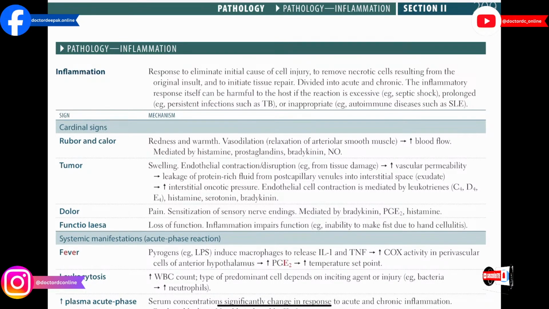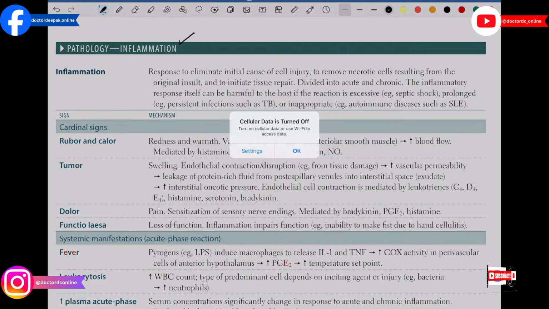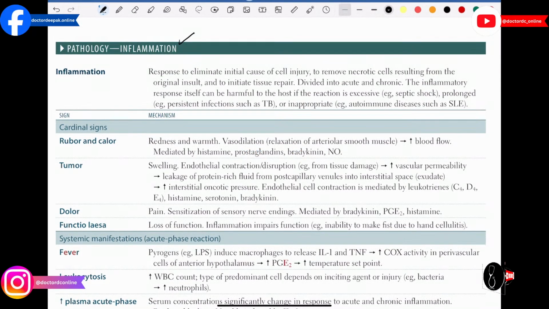Okay guys, so let's continue the next topic in general pathology, that is inflammation. Today we are going to start the next topic that is very important for your USMLE-style exam, and the topic name is inflammation. First of all, you have to understand the definition of inflammation. Simply, it is a response to eliminate the initial cause of cell injury.